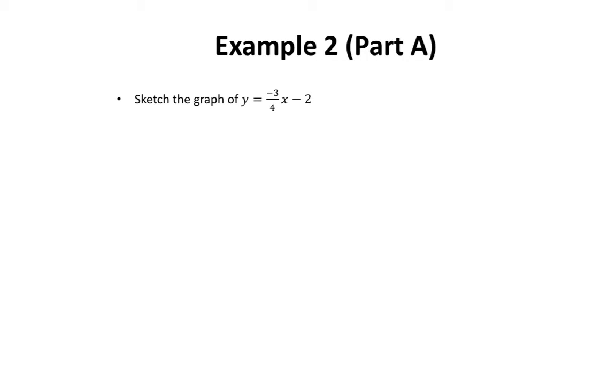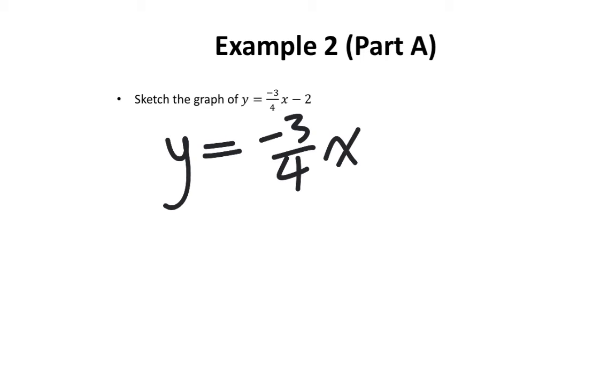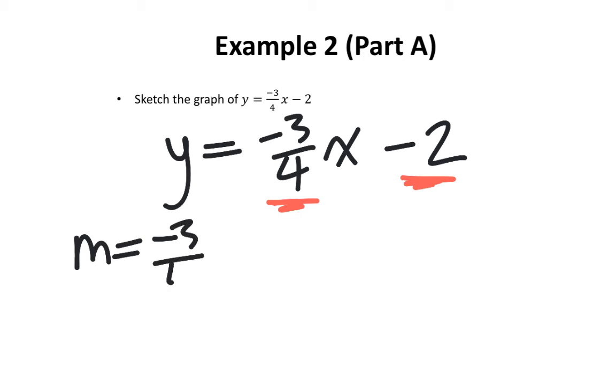In our second example, we want to sketch the graph of y equals negative 3 over 4x minus 2. You'll notice that this linear relation is in slope-intercept form. The number in front of x is the slope, while the number over here is the y-intercept. Therefore, the slope would be negative 3 over 4, while the y-intercept would be negative 2.